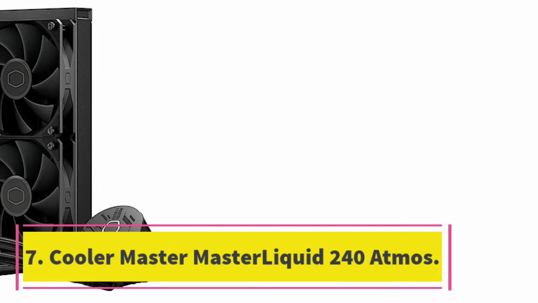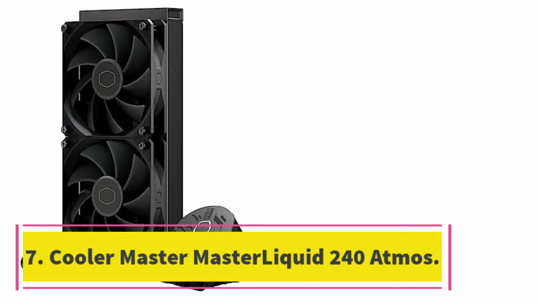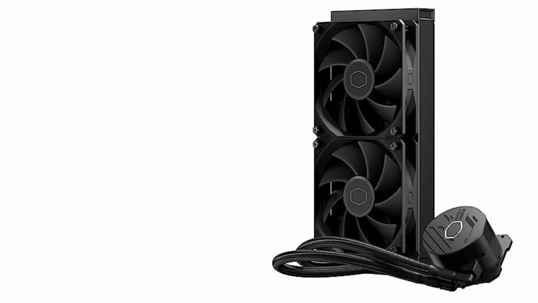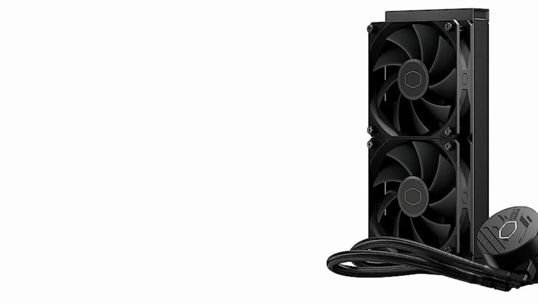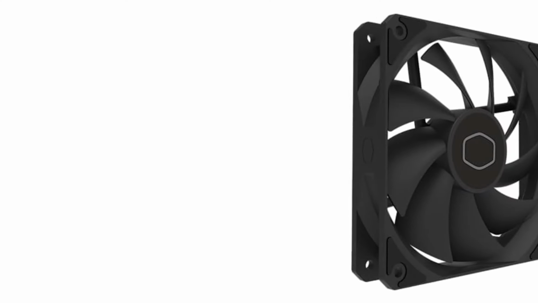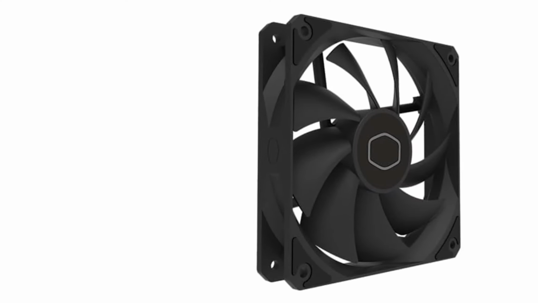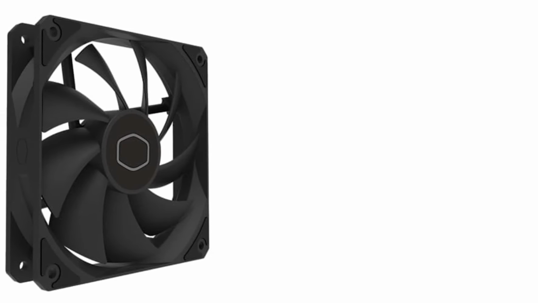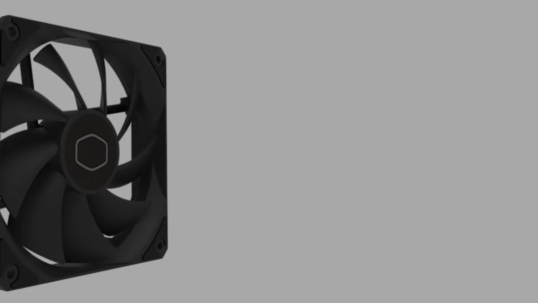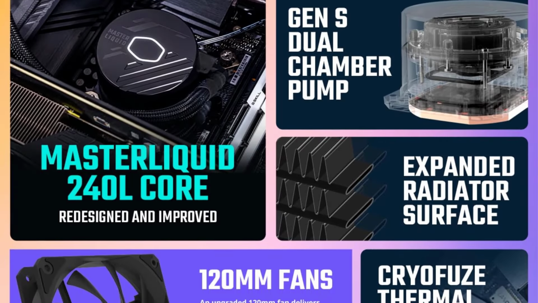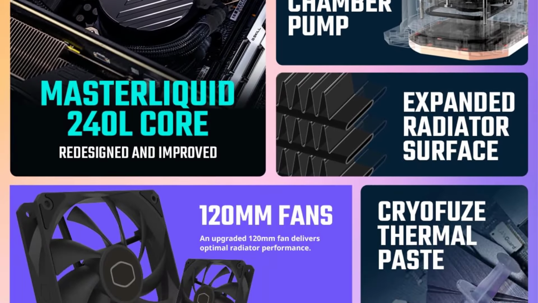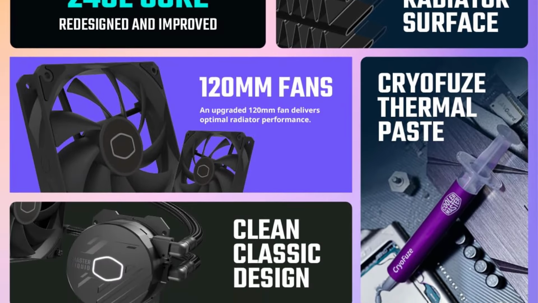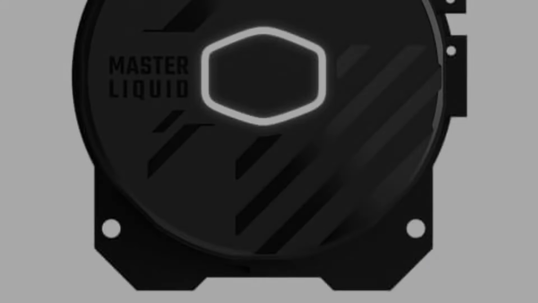Number 7. Cooler Master Master Liquid 240 Atmos. After installing and testing it, I found Cooler Master's new Master Liquid 240 Atmos especially impressive. It's clear the company has improved its flagship AIO in several key areas. Noise levels are low in most common workloads, and despite its smaller 240mm profile, the 240 Atmos is one of only a handful of AIOs I've tested that's capable of keeping Intel's i7-13700K under its peak temperature, even in the hottest of workloads.